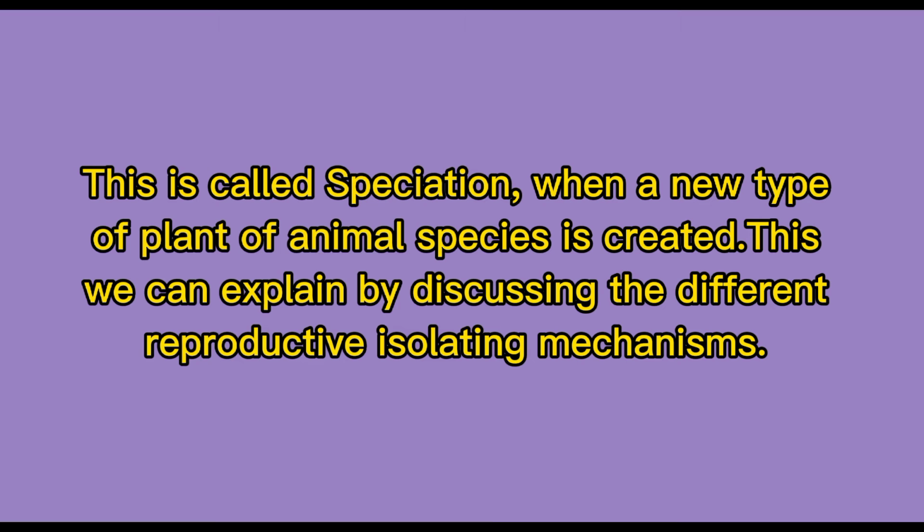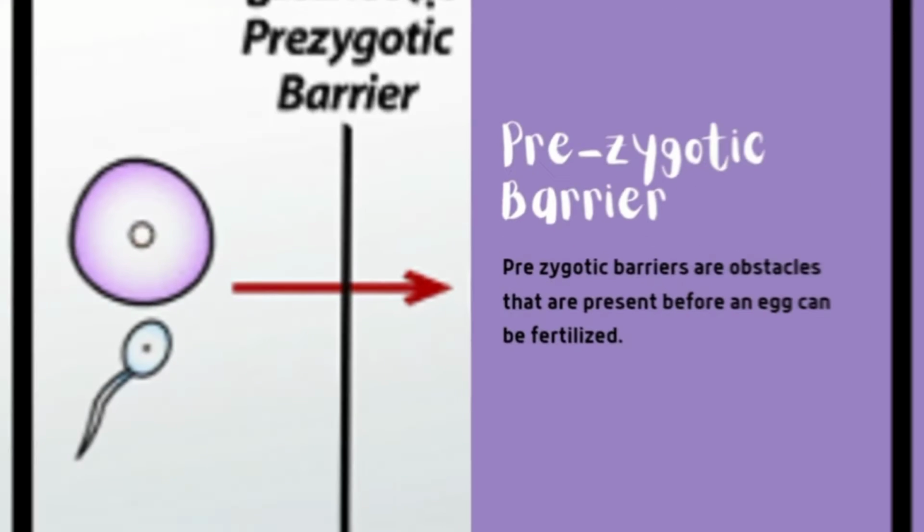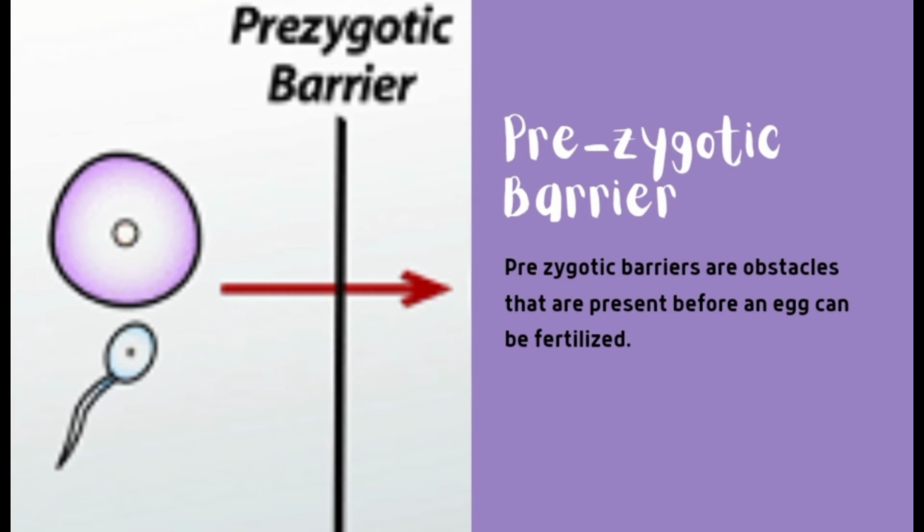This we can explain by discussing the different reproductive isolating mechanisms. There are two types of reproductive isolating mechanisms, prezygotic barrier and postzygotic barrier. Prezygotic barriers are obstacles that are present before an egg can be fertilized. So, according to our class's discussion earlier last week, we have 5 common prezygotic barriers.